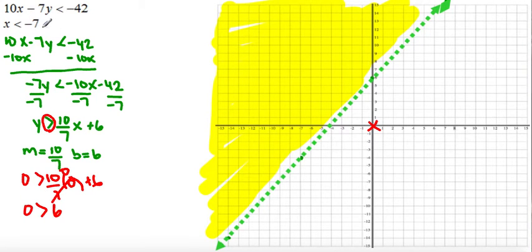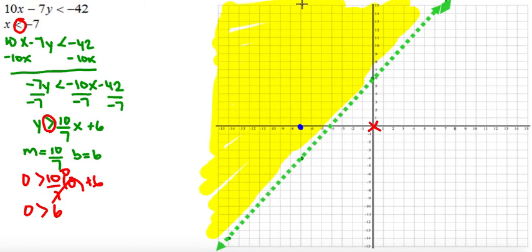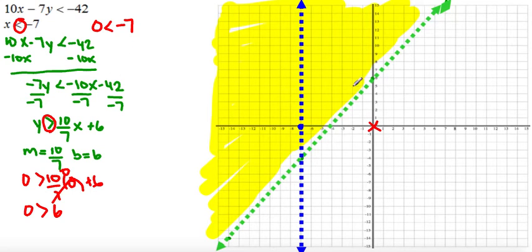And then I graph my vertical line. The vertical line is at negative 7. And since the inequality symbol there is also less than, so there's no or equal to, I draw a dashed line. Alright, and then we have to figure out how to shade, so I'm plugging in the 0, 0 point, so I have 0 is less than negative 7. And this is not true, so I can't shade the right side of the line, I have to shade the left side.